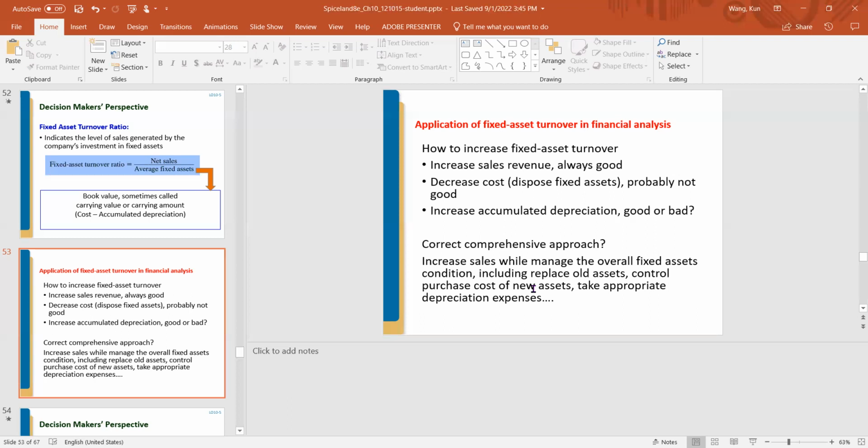So in that way, we hope the fixed assets will serve the company in the best way to help generate revenues. So that's the question in the last homework. In homework 10.1, the last one is a financial ratio analysis related to this.